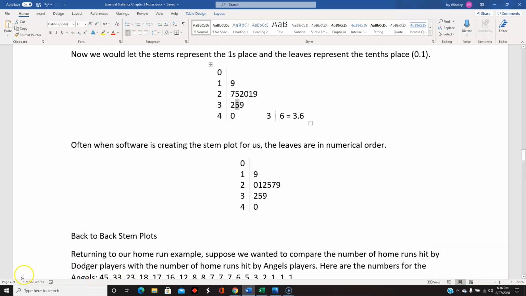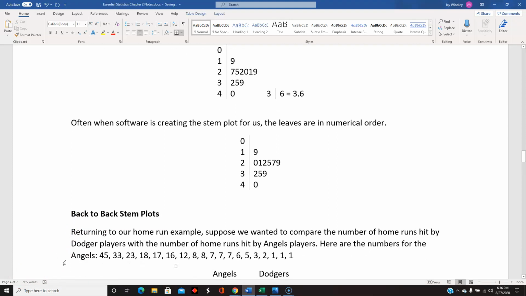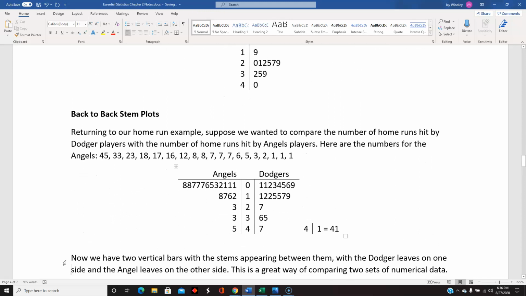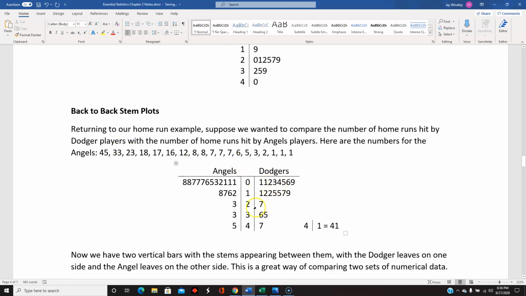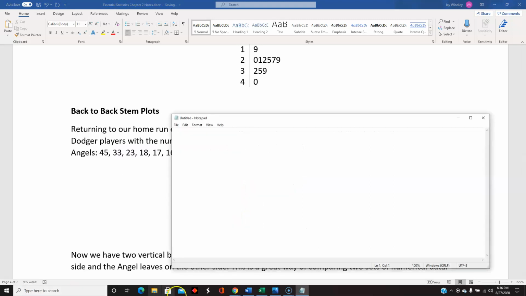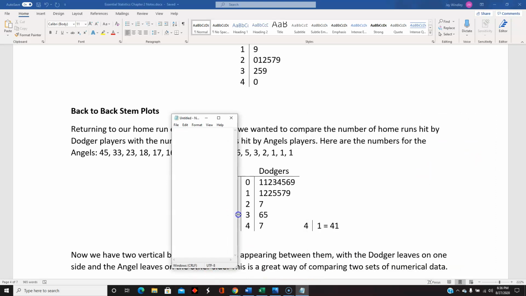Then there's a variation on a stem and leaf plot referred to as a back-to-back stem and leaf plot. Suppose, in addition to having information on the Dodgers home runs, I also have data on the Angels home runs from last season. So that's these numbers right here. If I was to cover this part of the stem and leaf plot up, this is exactly the same stem and leaf plot we had earlier for the Dodgers.